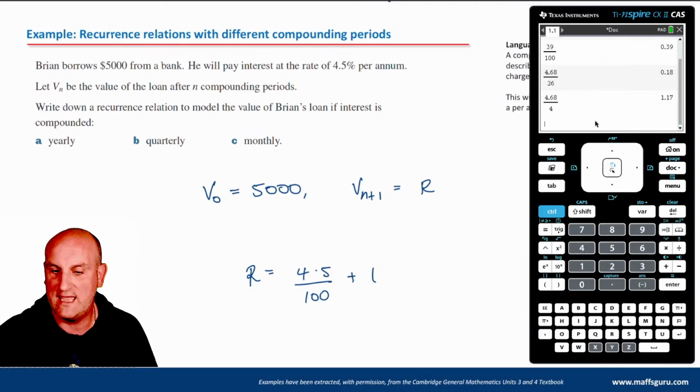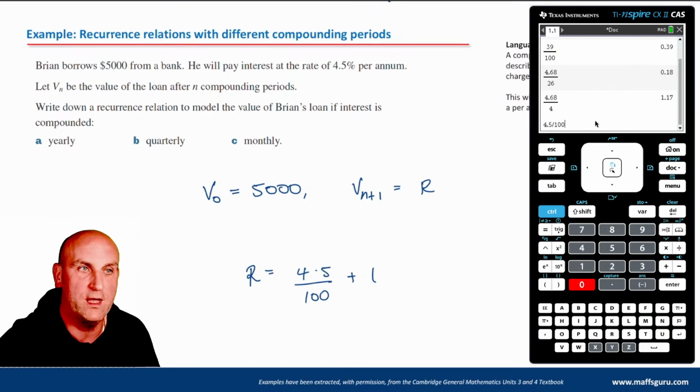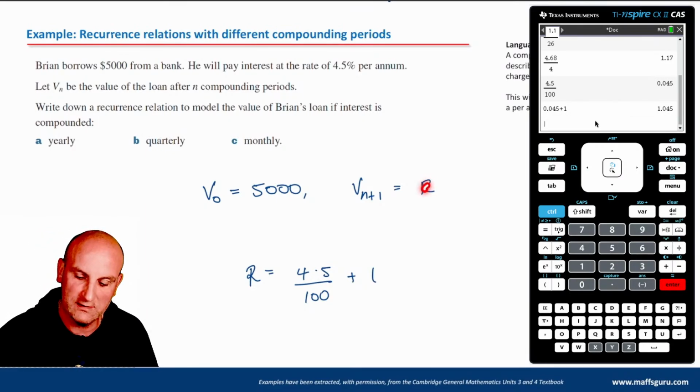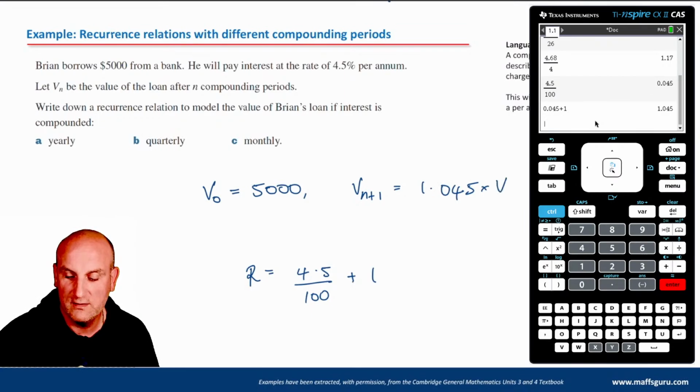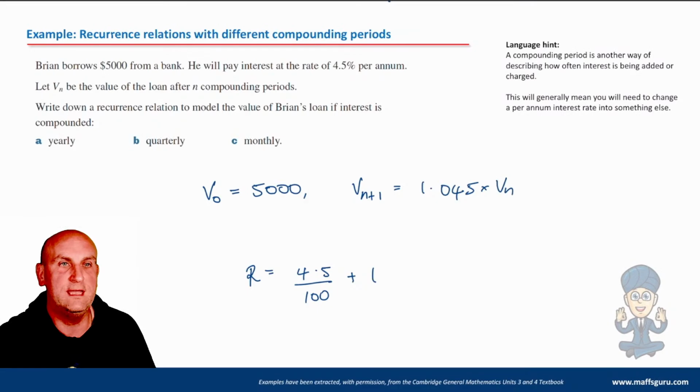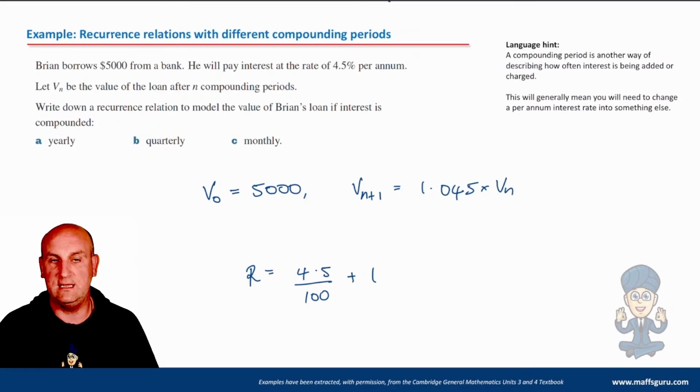I don't trust my head to do 4.5 divided by 100. A lot of people go, but why? All I've got to do is make one silly mistake and I'm in all sorts of trouble. So I can now delete that value of R and I'm going to put that as 1.045 times Vn. Ka-ching. Job done. There we go. That is my recurrence relation for yearly.